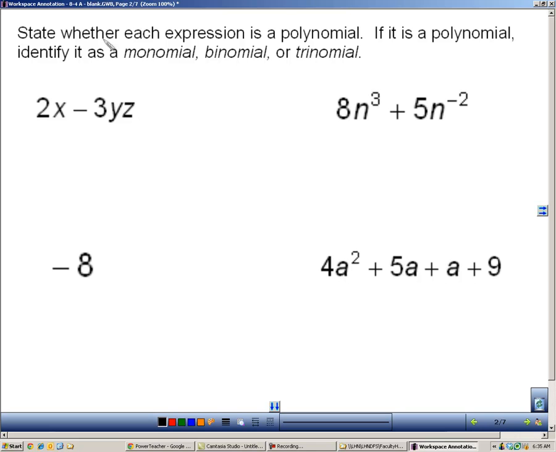In these examples, we have to tell whether they're a polynomial, and if it is, we have to say monomial, binomial, or trinomial. Well, let's look at this first one. I see one term, I see two terms that are each monomials. Put them together, and it becomes a binomial.